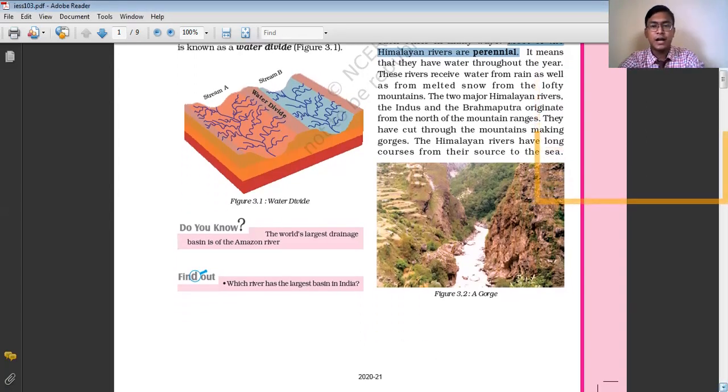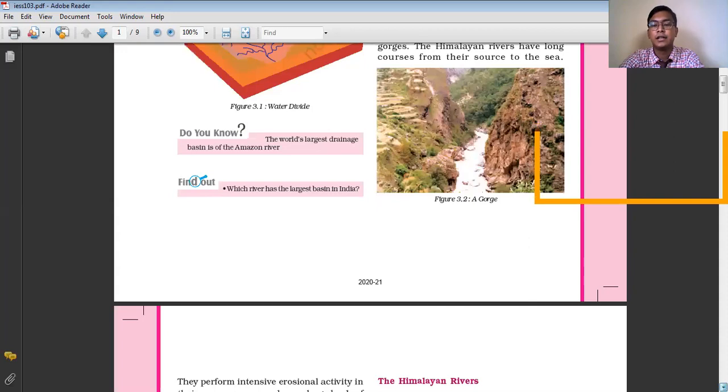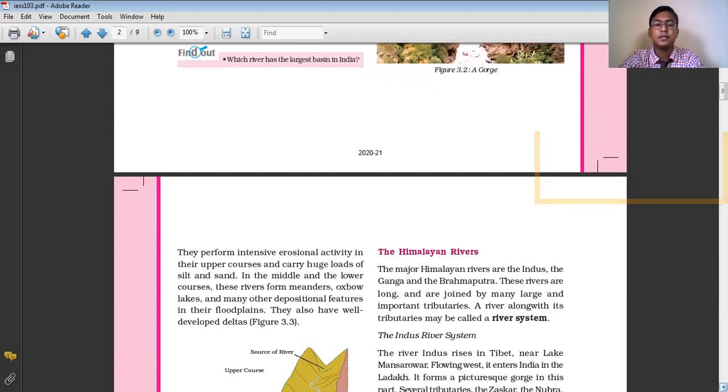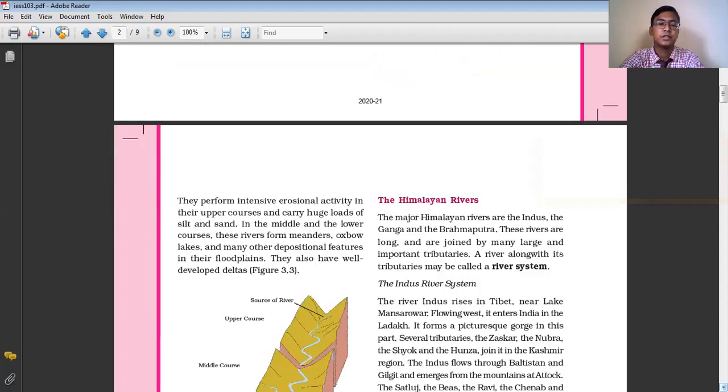From the length of the river Ganga alone, it becomes very clear to us that the other rivers, the Indus and the Brahmaputra, also have a long course. They ultimately join the Bay of Bengal, and the Indus joins the Arabian Sea.